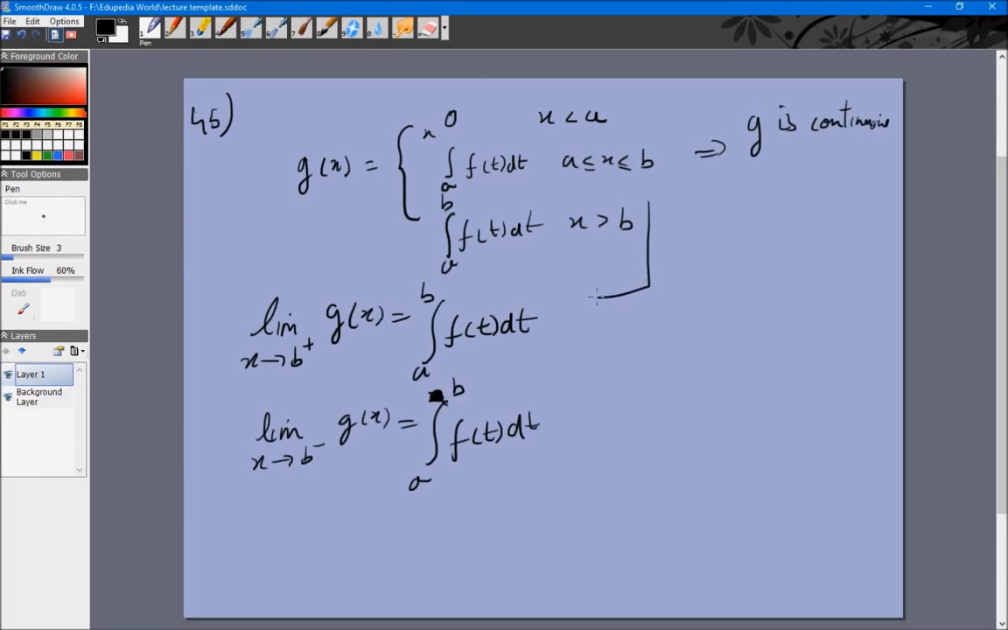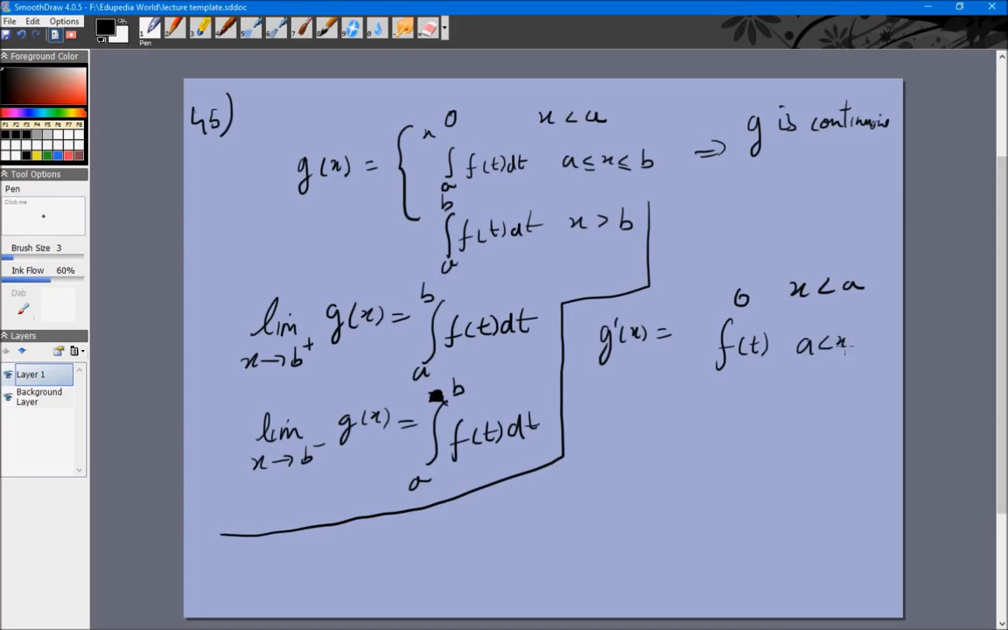Now what about g dash x? If we want to know whether g is differentiable or not, we need to look at g dash x. So g dash x is equal to 0 if x is less than a, because it's a constant, the derivative of that is 0. It is equal to, if you differentiate this, you'll get f of t into the derivative of x, which is 1. So f of t, between a less than x less than b. And here the derivative is again 0, for x greater than b.